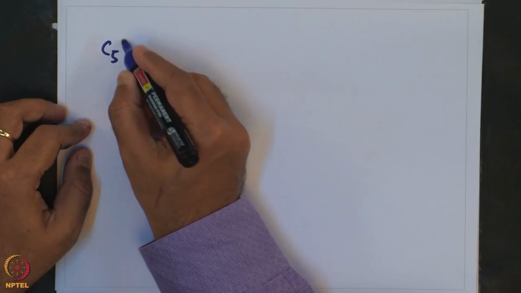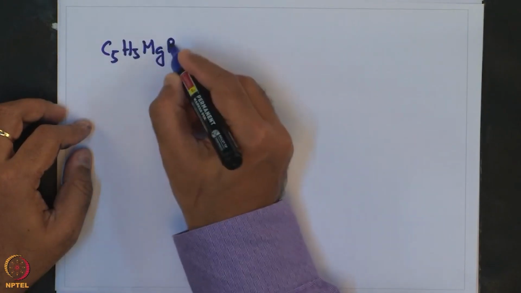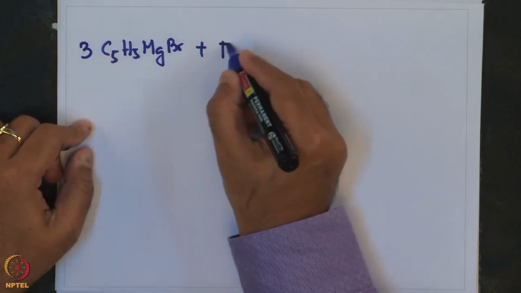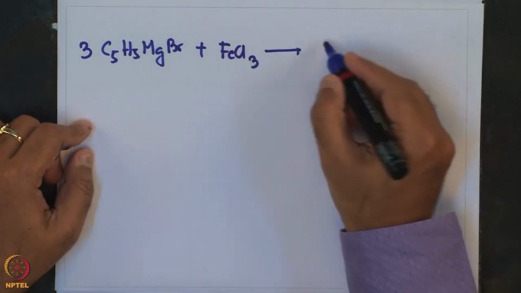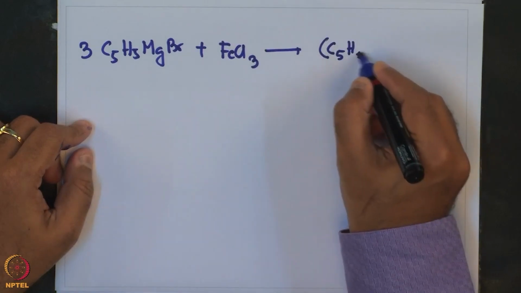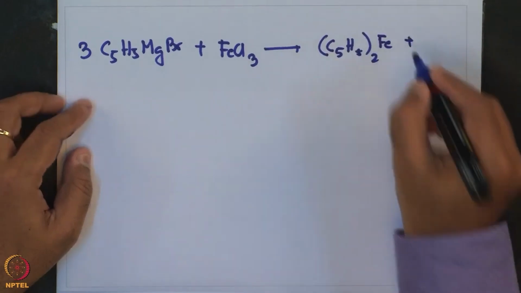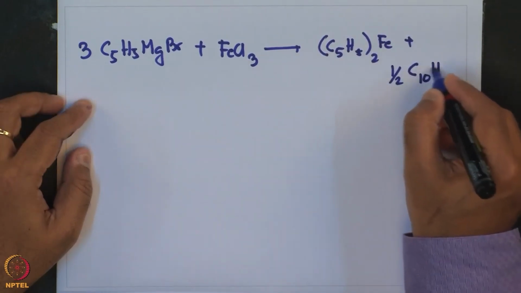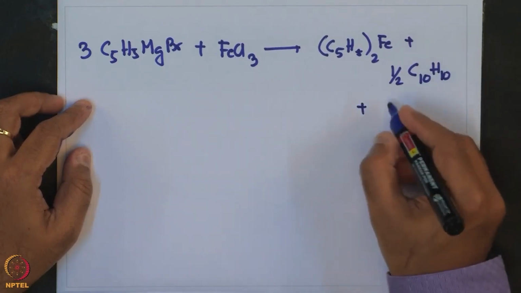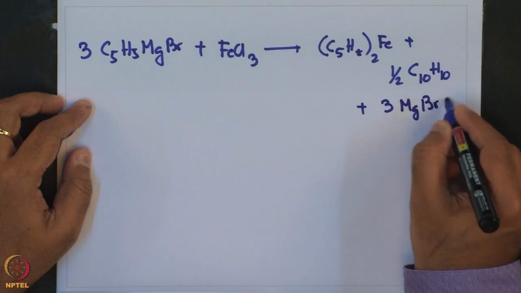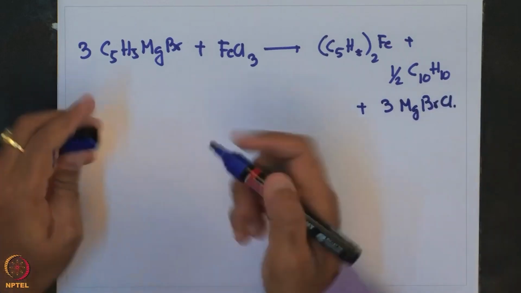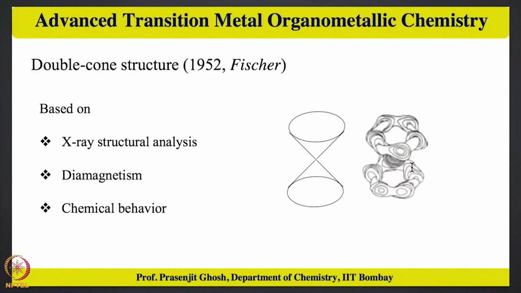It can also be prepared by the reaction of C5H5MgBr, three equivalents of it, with FeCl3 giving ferrocene plus half of C10H10 plus 3 MgBrCl. So this was reported by Pauson in 1951. Now, at that point of time, there was a greater interest in the structure of ferrocene.